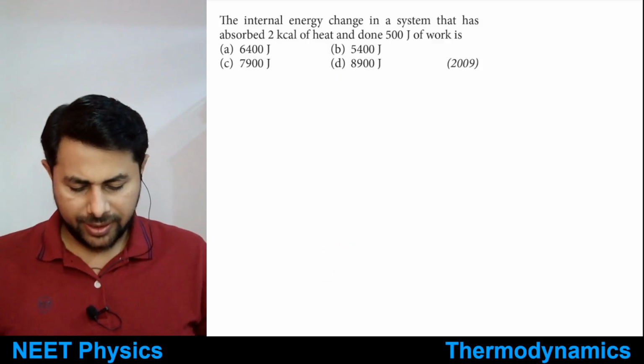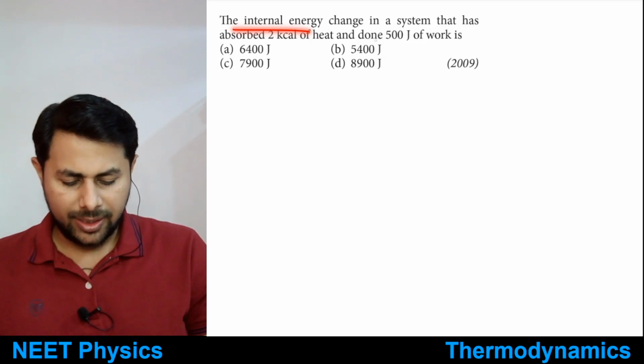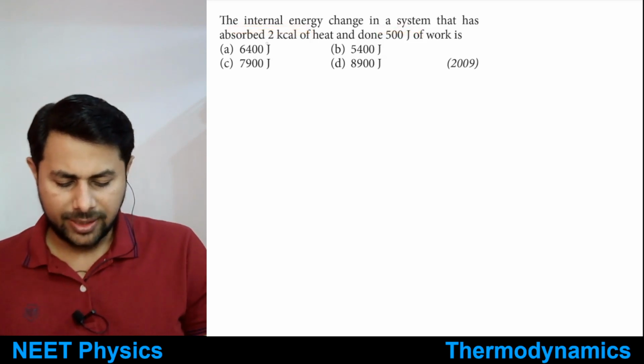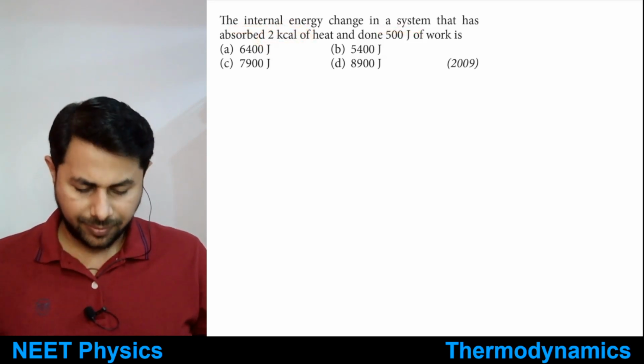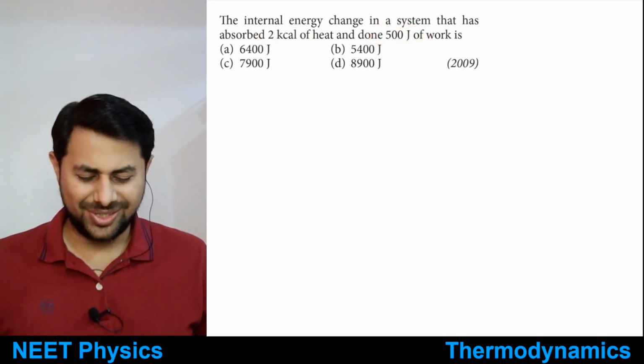Okay, so let us see this question based upon the first law of thermodynamics. The internal energy change in the system that has absorbed 2 kilocalorie of heat and done 500 joule of work is. This is very simple.